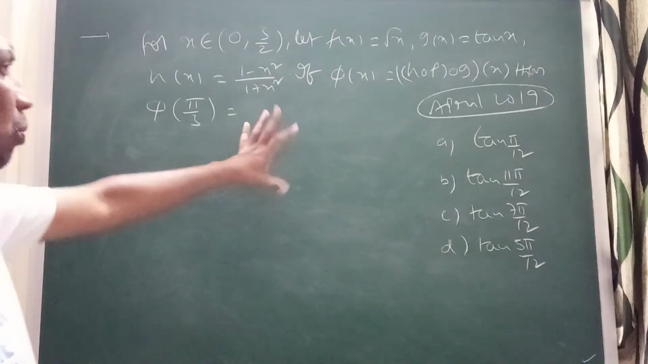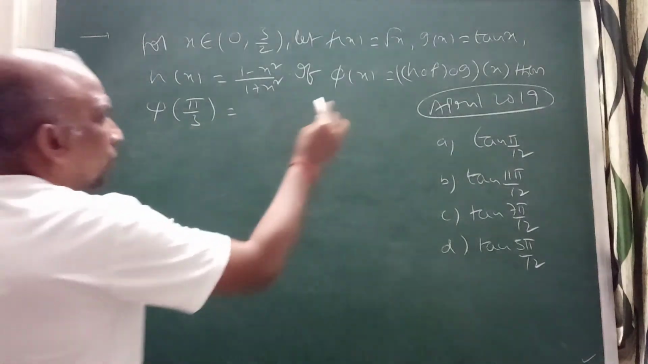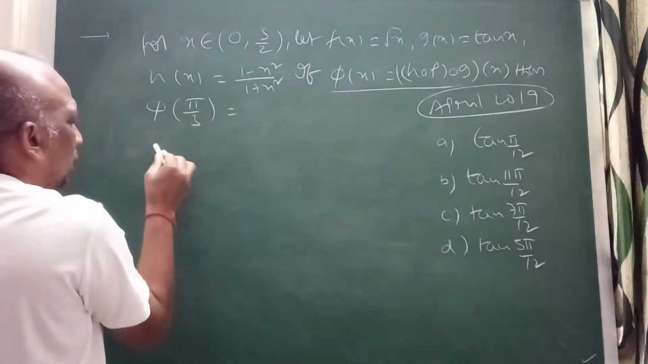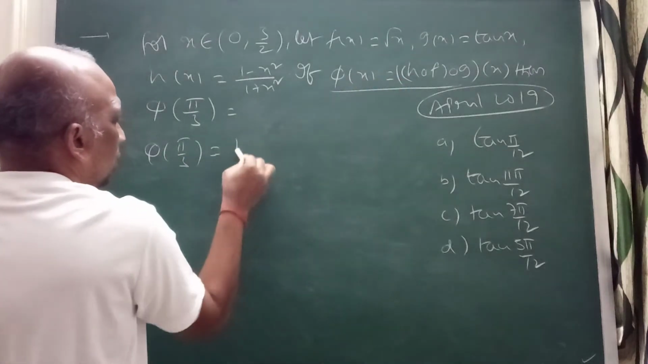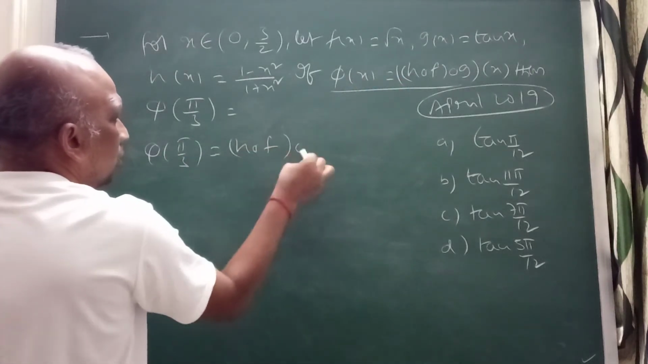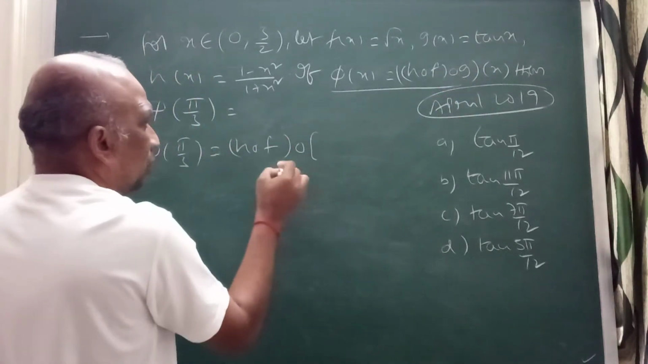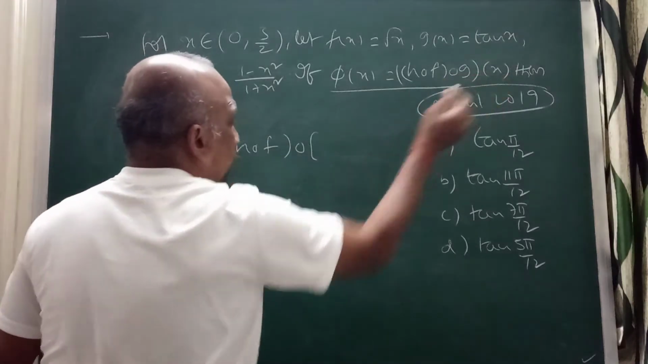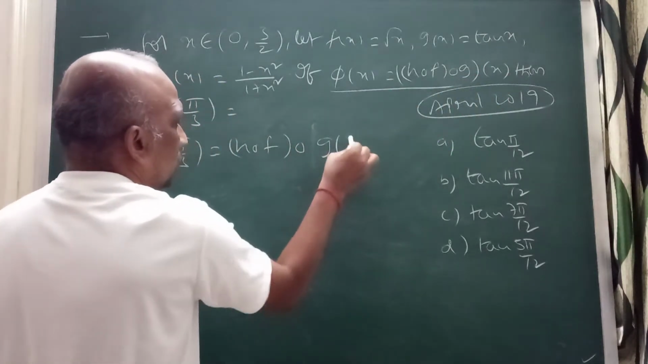This is a very simple problem using composite functions. They are asking for h of f of g of pi by 3. So if we take pi by 3, you can observe here it will come as h of f of g of x. So you will get g of pi by 3, since you are taking pi by 3.